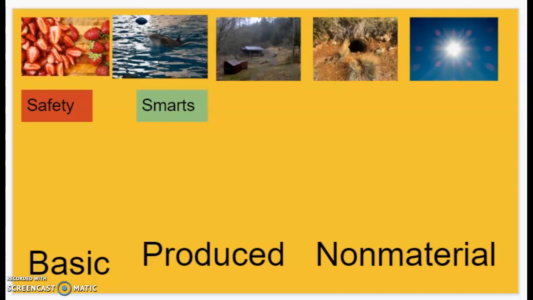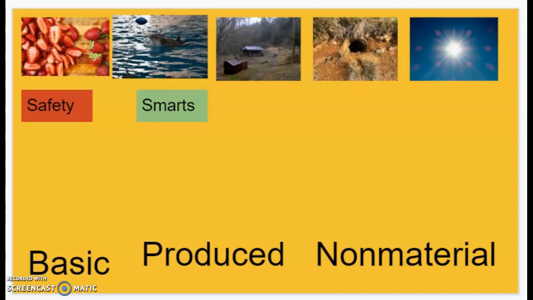I wanted to start off today with a quick review on different types of needs. We talked about a need being something that you have to have so you will not die. And we talked about different needs that living things have. We talked specifically about three different ones: basic, produced, and non-material. Does anyone remember what a basic need is?